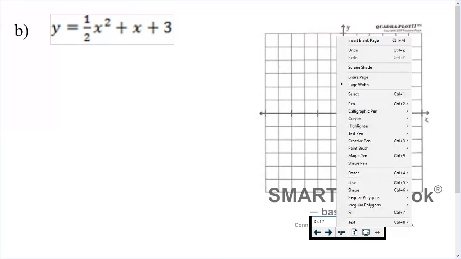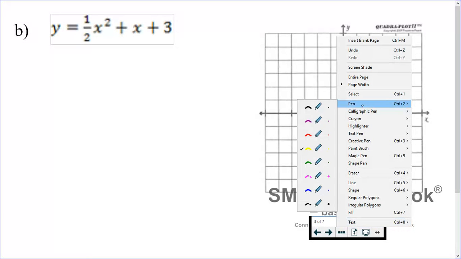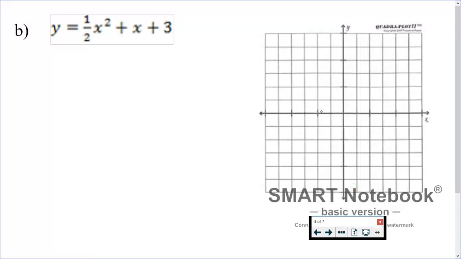Let's take a look at the next one. At this point, I might suggest pausing it, trying all the steps yourself, and then coming back and seeing if you got all the steps.